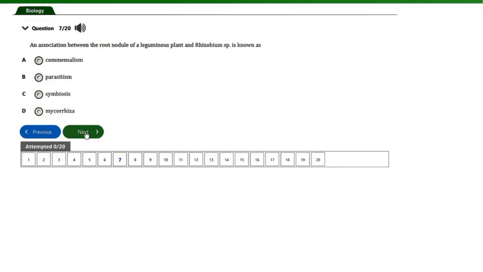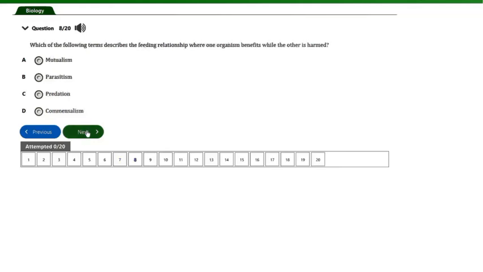So, guys, it's a symbiosis because this rhizobium actually lives in the root nodules of these plants. And then they in turn help to fix atmospheric nitrogen in the root nodules of these plants into a form that the plants can use.